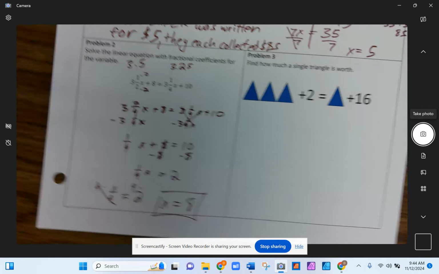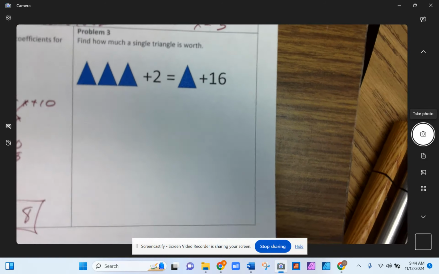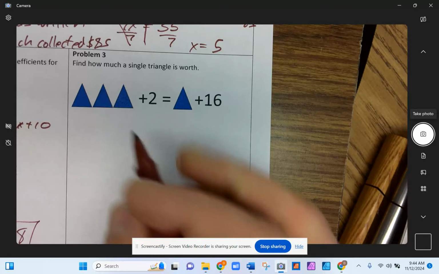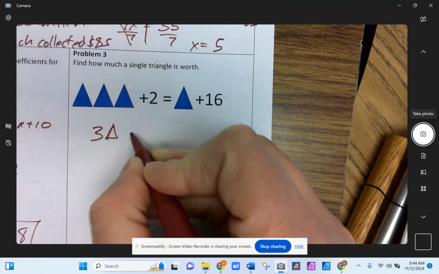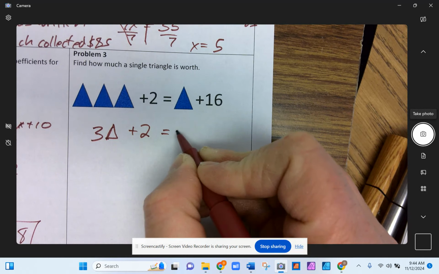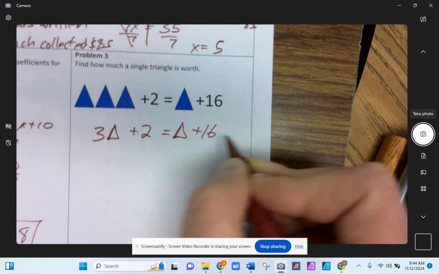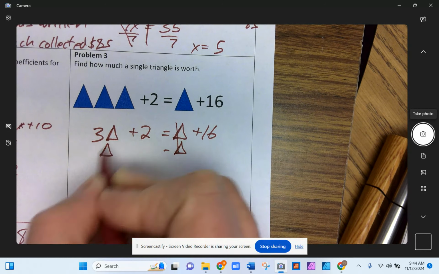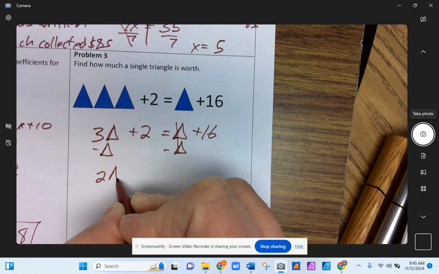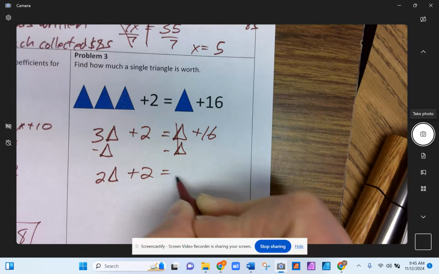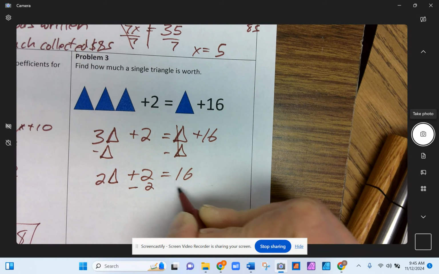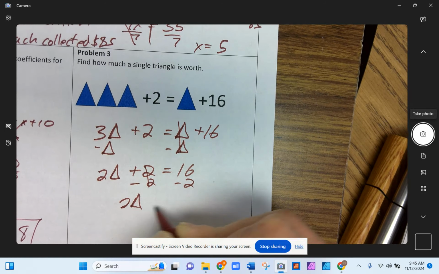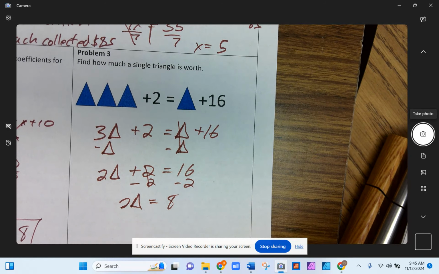But yeah. All right, so how much is each blue triangle worth right here? I have 3 triangles on the left, and I have 1 triangle on the right. So I'm going to say 3 triangles plus 2 equals 1 triangle plus 16. So I would subtract that 1 triangle. And if I have 3 triangles minus 1 triangle, that gives me 2 triangles plus 2 equals 16. I do the inverse or opposite of that addition right here. Cancel it out. I get 2 triangles equals 8.